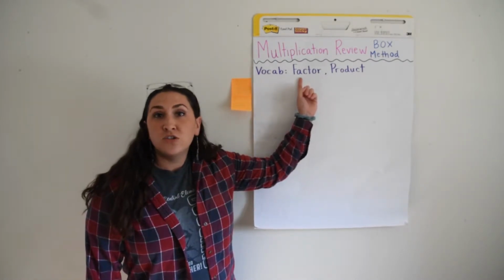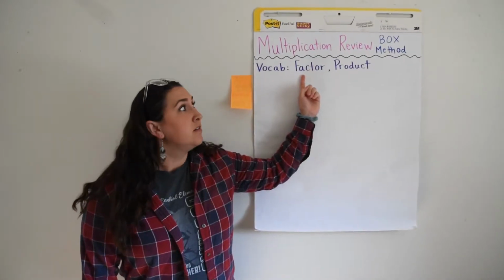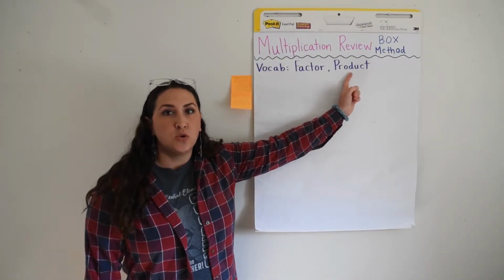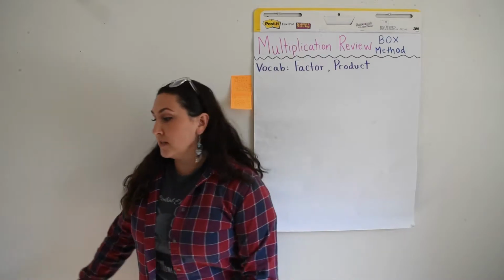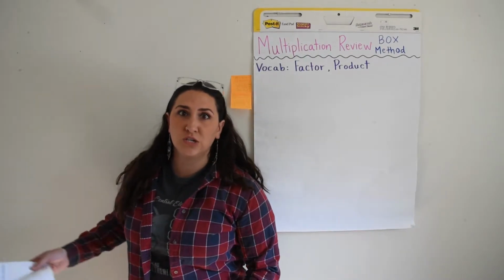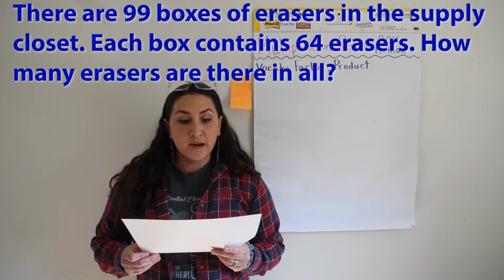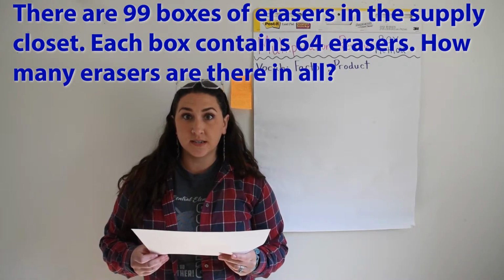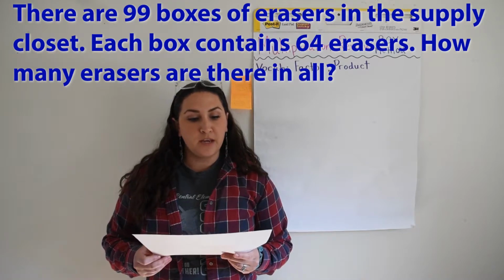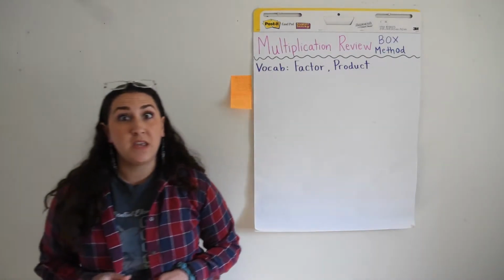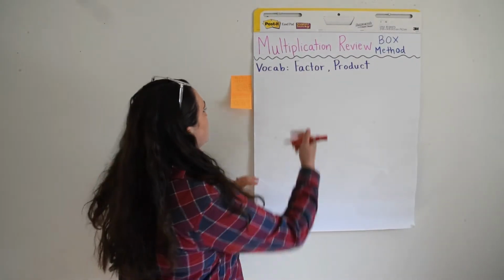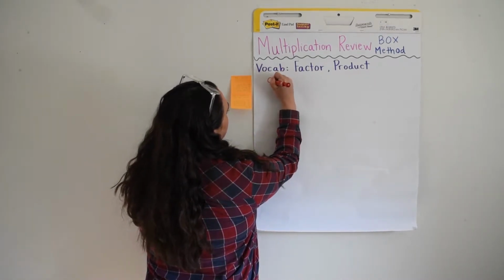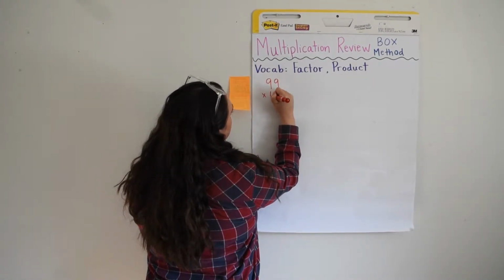Remember that the factors are the numbers that are multiplied together, and our product is the answer to a multiplication problem. So let's start with a word problem here with a 2-digit by 2-digit. There are 99 boxes of erasers in the supply closet. Each box contains 64 erasers. How many erasers are there in all? We're going to begin by writing out our multiplication problem. So we know there's 99 times 64.